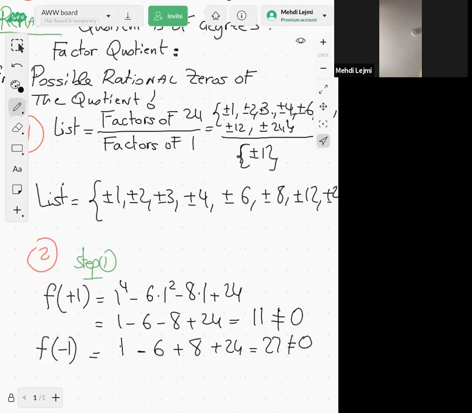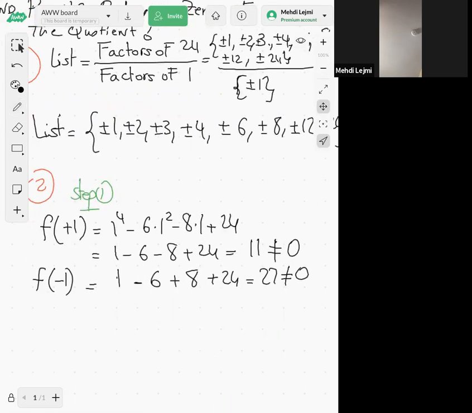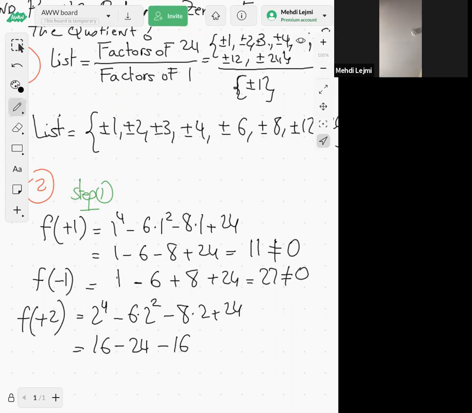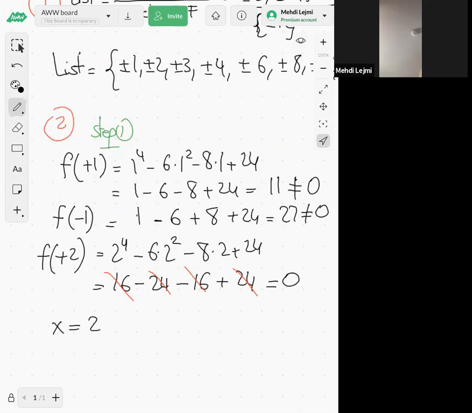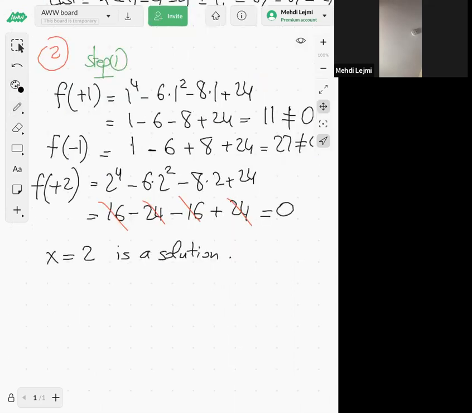It's not 0. Now, if you try the next whole number, which is positive 2, then f of positive 2 would be 2 to the power 4 minus 6 times 2 squared minus 8 times 2 plus 24. So 2 to the fourth is 16, minus 4 times 6, that's 24, minus 16 plus 24, and that's obviously equal to 0. So 2 is a solution, right? So in the next step, we are supposed to divide our polynomial by x minus 2.